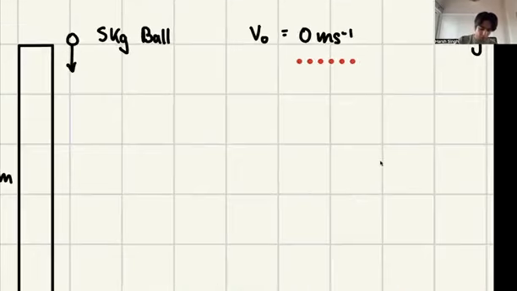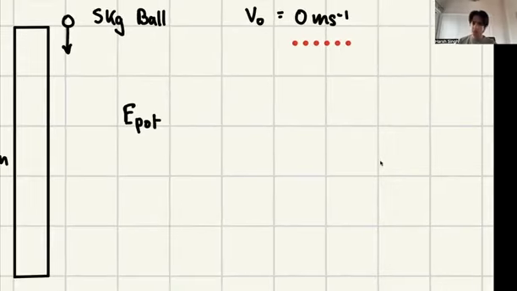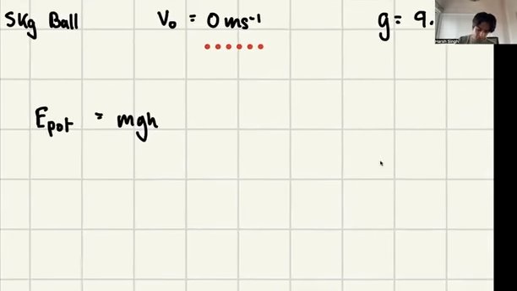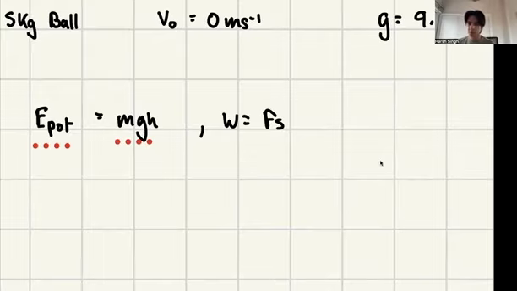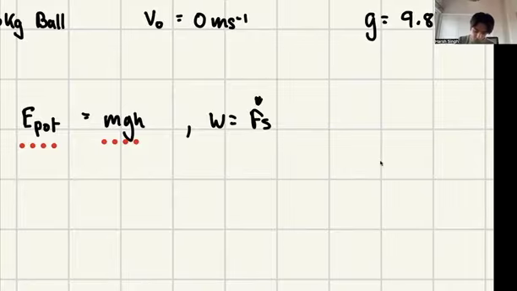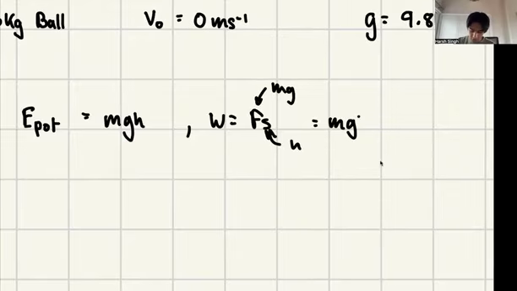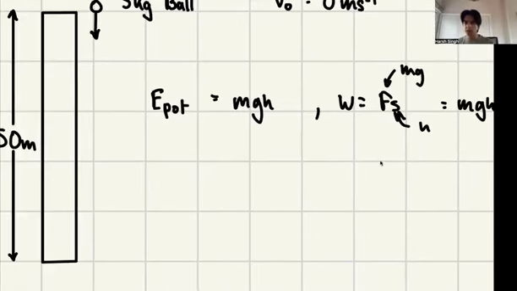At the start, we know that our ball has potential energy. We'll call it E pot. And what is that equal to? mgh, which is given by our formula for work, which is force times displacement. And what is force? Force is mg. Gravity. What's displacement? H. So this is equal to mgh. And potential energy is just the potential for the gravitational field to do work on our system.